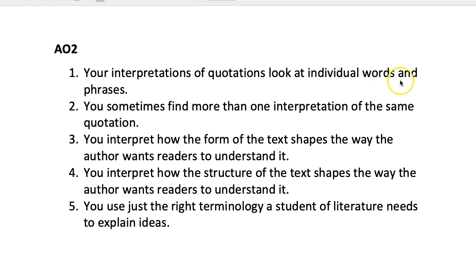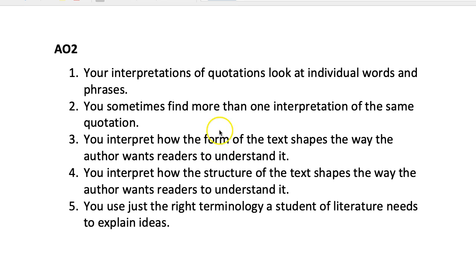Okay, let's look in detail at what you get marks for when you're writing about the quotations. Well, you need to focus in on individual words. Your teacher might have told you to zoom in, and that's true, and we've seen Thomas do that already. You sometimes find more than one interpretation of the same quotation. We'll look for that. And you interpret how the form of the text shapes the way the author wants readers to understand it. Now, this is the hardest one students do. It's the one that's most difficult.